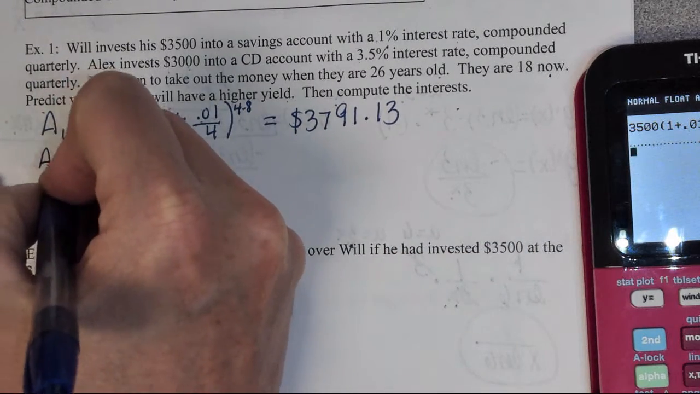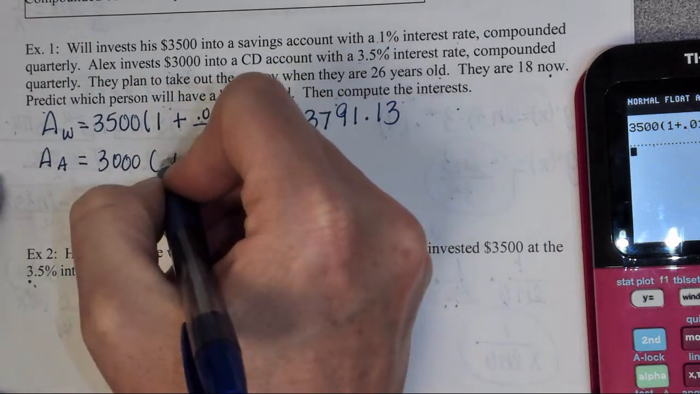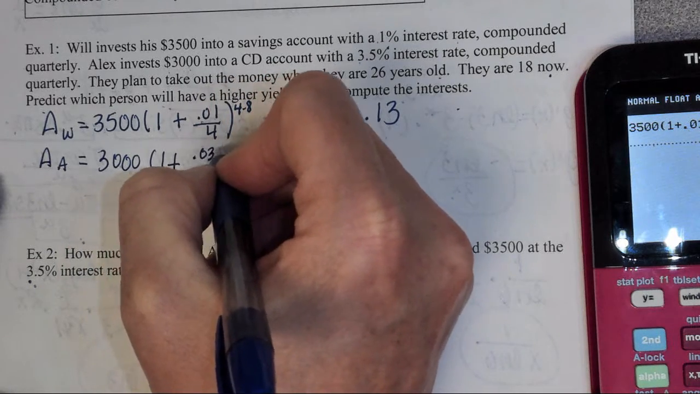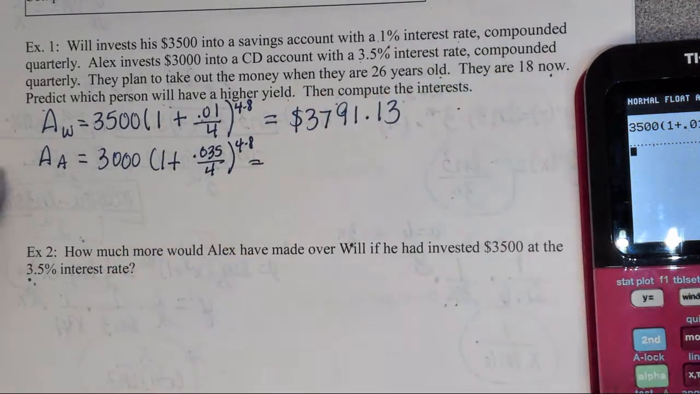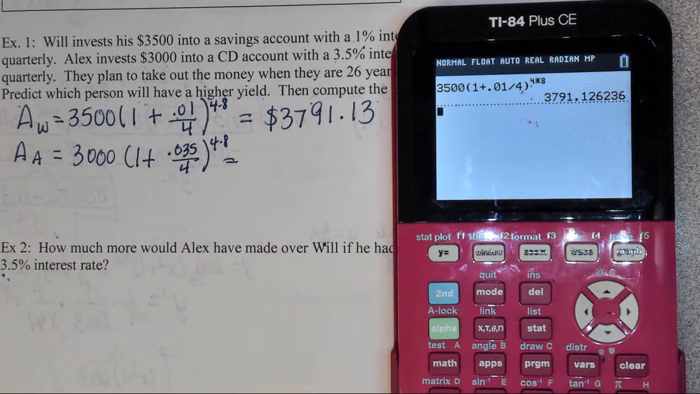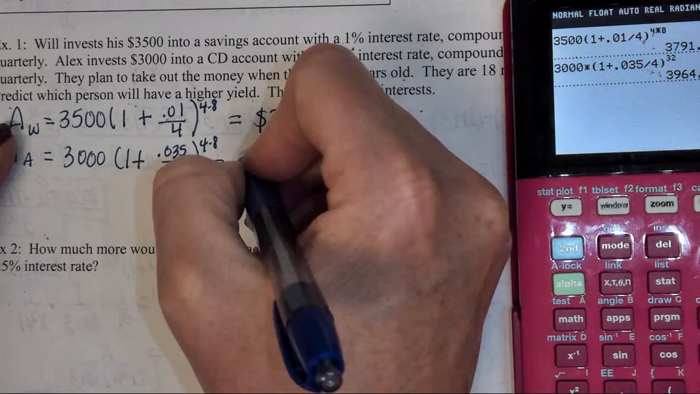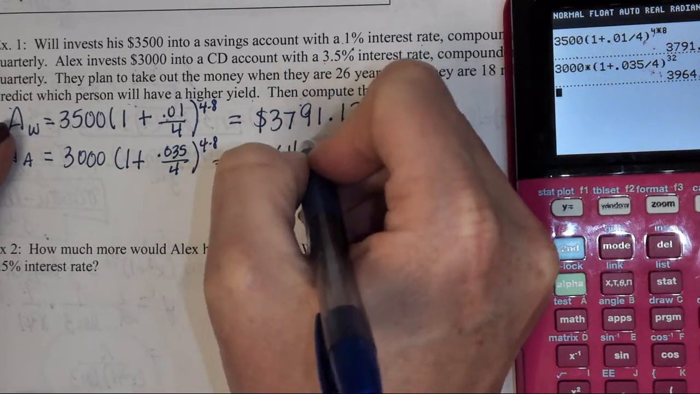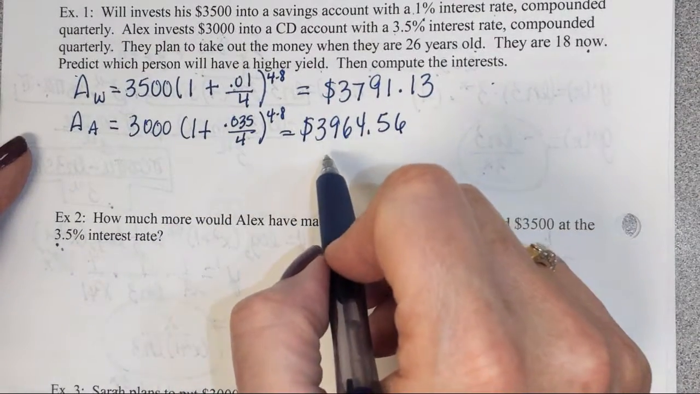All right, so now let's look at the amount that Alex is going to have. He's only starting with $3,000. But he's got 1 plus 0.035. Okay, so we're going to type that in now. A way I can do it is I could do a second enter, but I'm just going to type it all in over again. Okay, he ends up with $3,964.56.